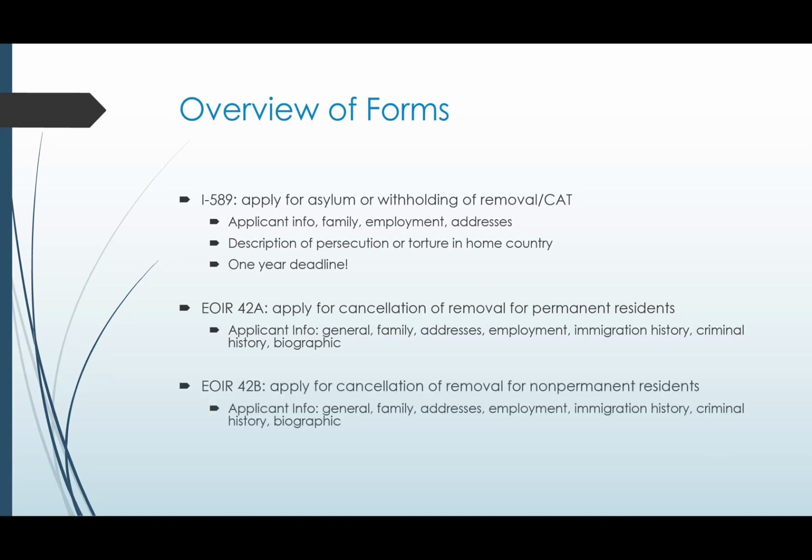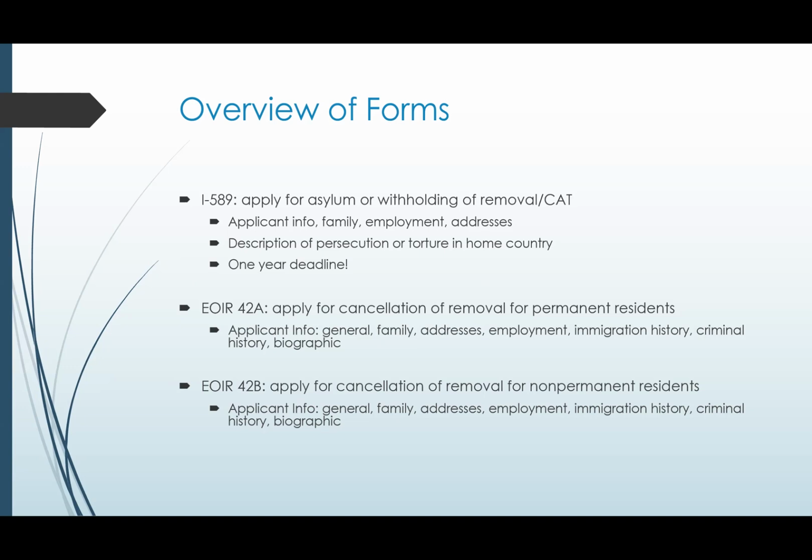The EOIR 42B is an almost identical form, and it's also an application for cancellation of removal, but for non-permanent residents, which means people who don't have permanent resident status. Most of the time, that means people who don't have any status at all. So for example, somebody who came illegally without permission and then later maybe got stopped for a DUI or just got picked up by ICE for some reason and are now in immigration court. And what they're doing is asking the immigration judge to cancel their deportation and give them permanent residency status, even though they didn't have it before.